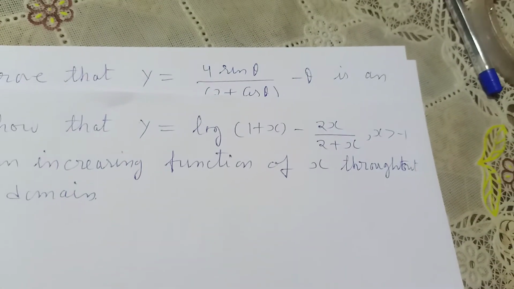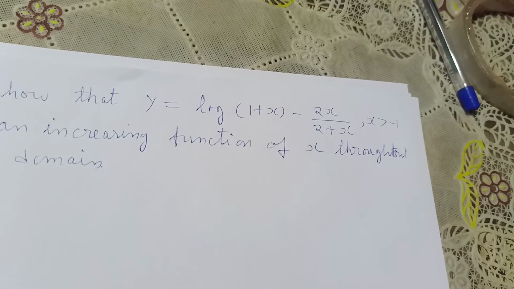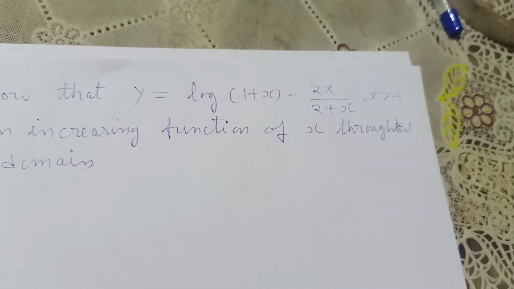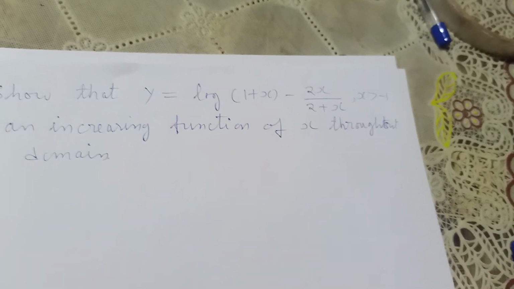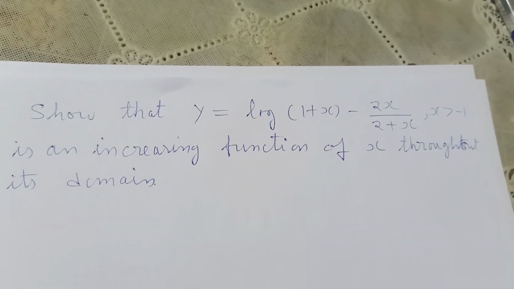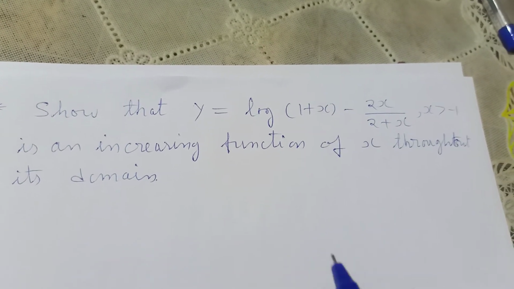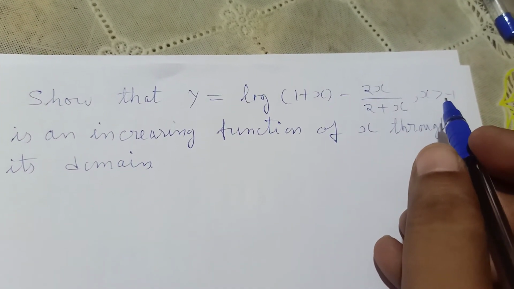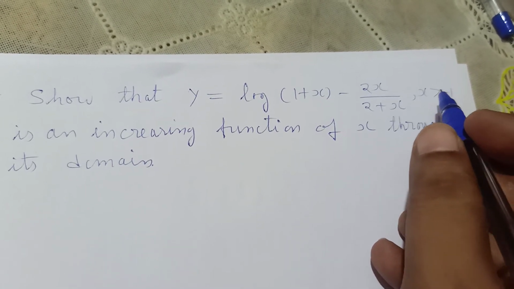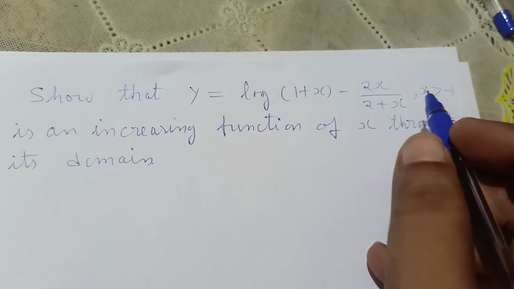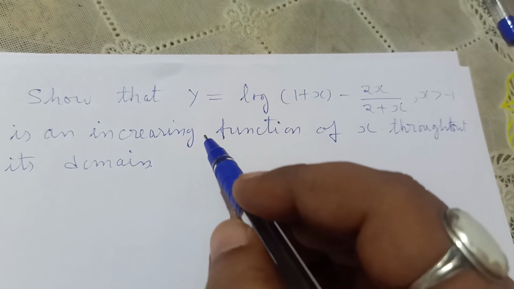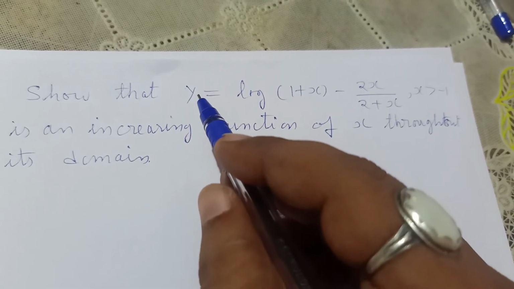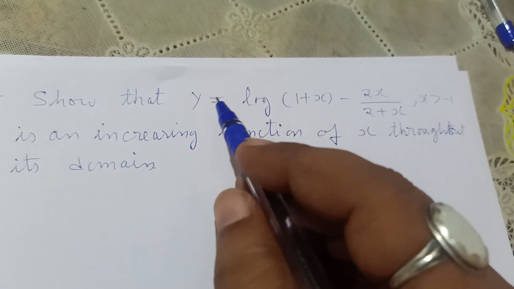Now we will take up the next problem. This one is, show that y equal to log of 1 plus x minus 2x upon 2 plus x, where x is greater than minus 1, is an increasing function of x throughout its domain. The domain is x greater than minus 1, and we have to prove that for these values, y is an increasing function. So we will find dy by dx and prove that it will be either 0 or positive.